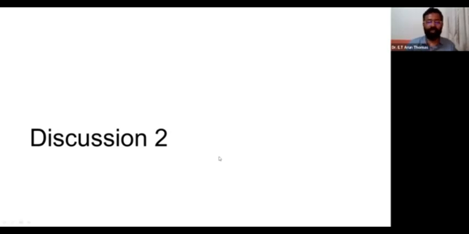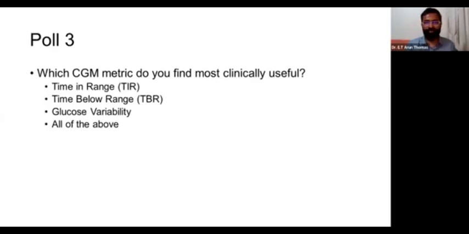So over to you, Sonu, for the next poll. Yeah, we are going to do the CGM metrics. In CGM, the glucose is being sensed not from the arterial blood or the venous blood. It is from the interstitial fluid that this glucose is being measured. So we get different values: time in range, time below range, glucose variability, and all. Those who have used CGM, can you share which value you find most useful?